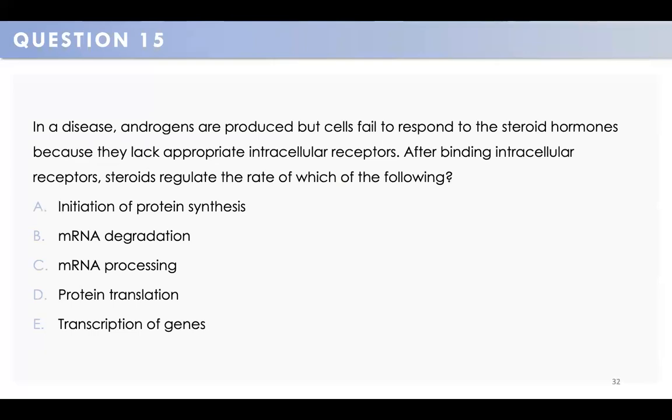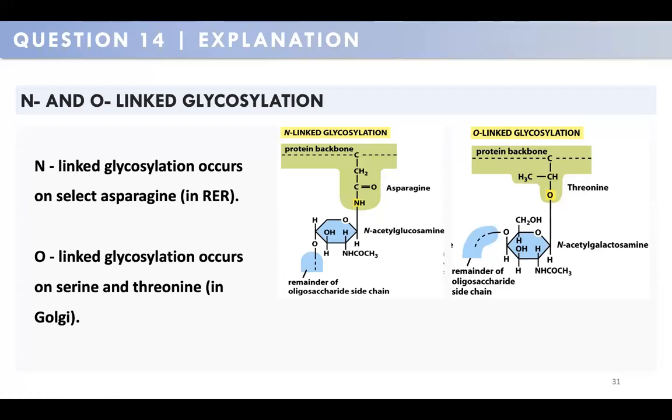Okay, moving on to question 15. Tyrosine is not involved in N-linked glycosylation. It's either asparagine in N-linked glycosylation, or O-linked on threonine, as you can see here, or serine residues. But tyrosine is not involved in N- and O-linked glycosylation. O-linked? I did not get the question. The O-linked glycosylation occurs mainly on serine and threonine, in the Golgi. But N-linked glycosylation occurs on asparagine in the rough endoplasmic reticulum. So this is the major difference between them. Is that clear?